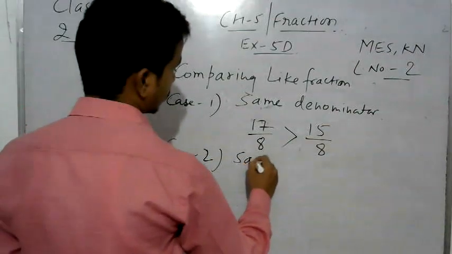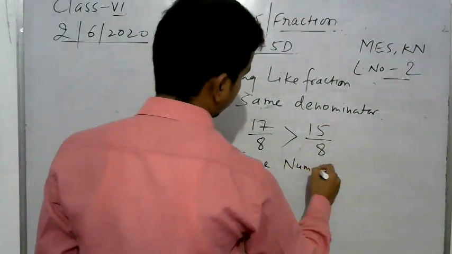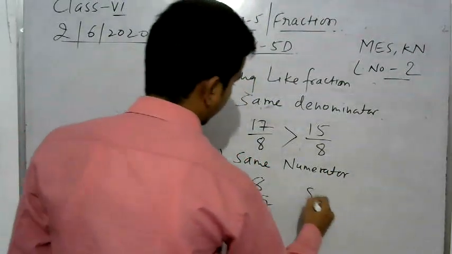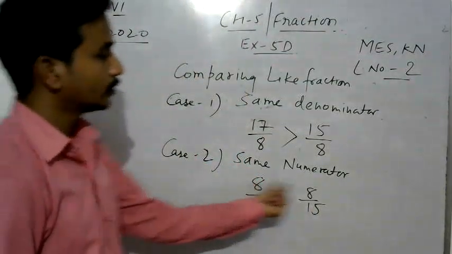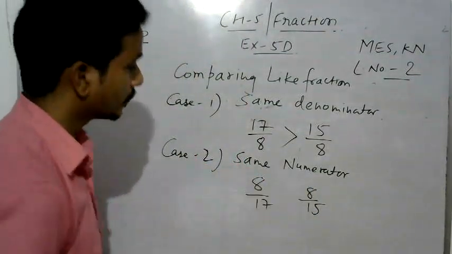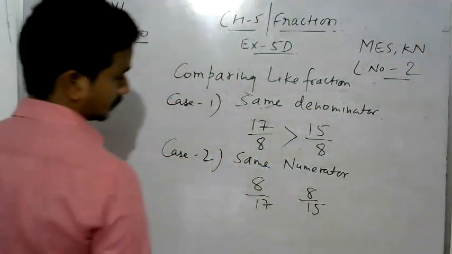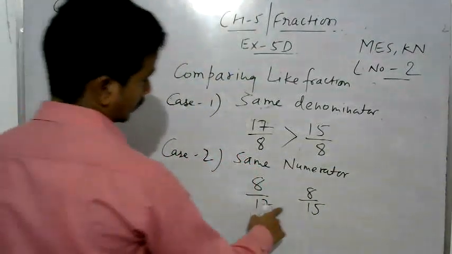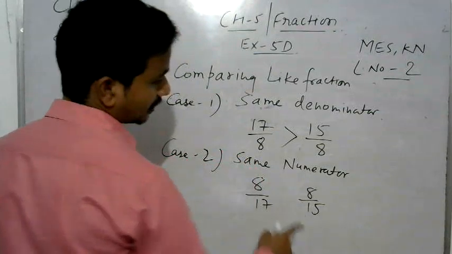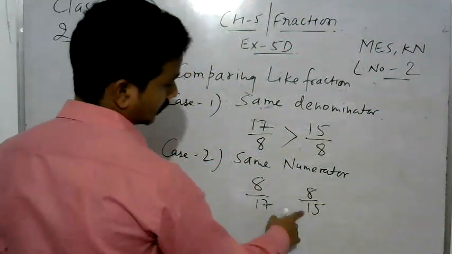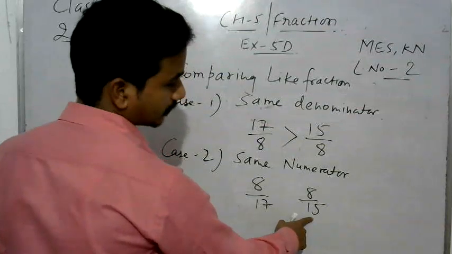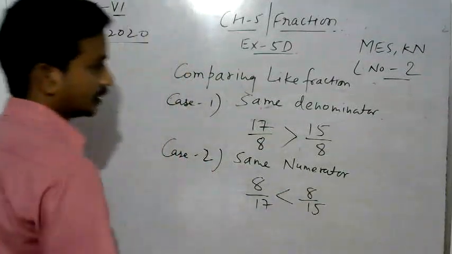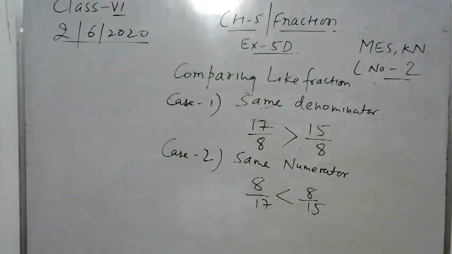Case 2 is fractions having the same numerator. For example, 8 by 17 and 8 by 15. Here the numerator is the same. So if the numerator is the same, then how will we compare? See the denominator. The fraction whose denominator is less will be greater. Out of 17 and 15, which one is less? 15 is less. So therefore 8 by 15 will be greater. In this way you have to compare it.